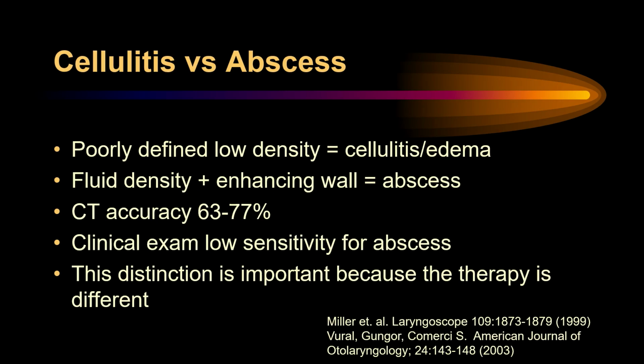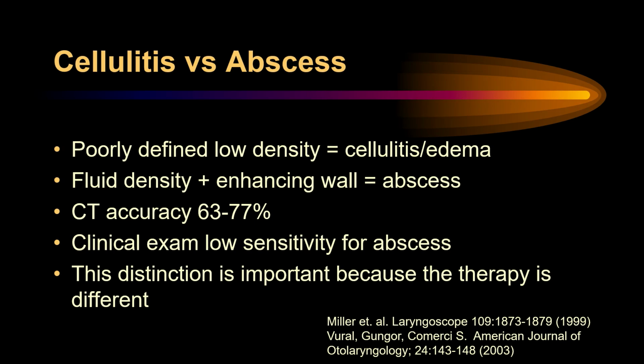So let's recap. Cellulitis versus abscess. If you see something that's poorly defined and low density, we're dealing with cellulitis. And I hope your communication with the ED is really very good, because you don't want to say normal or nothing going on here. You want to make sure that you let them know that this is slam dunk infection. If you see fluid density with an enhancing wall, you tell them it's an abscess, and then it's up to them whether they want to try to aspirate it or not.